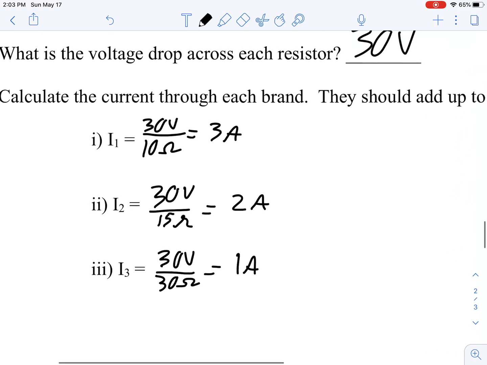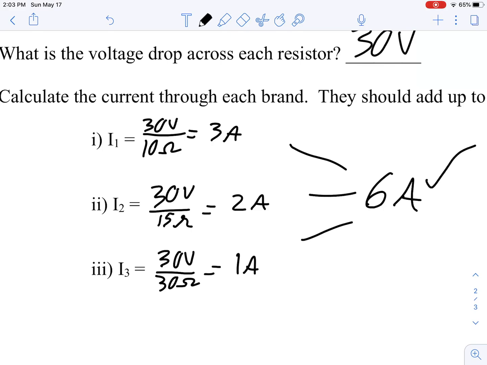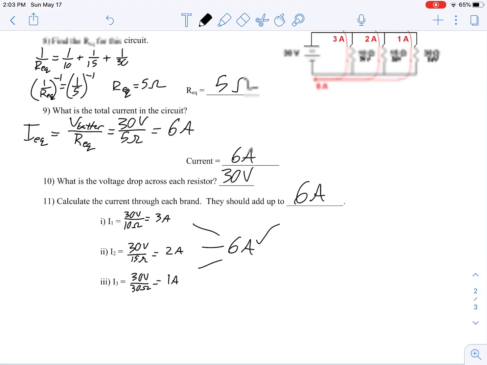A few things here. Yes, these all add up for a total of 6 amps. Perfect. That checks out. But also notice the one with the smallest resistance, the 10 ohm resistor, has the most current going through it. That should be something you expect to see. The 30 ohm resistor has 1 amp going through it, so the biggest resistor has the least current going through it.